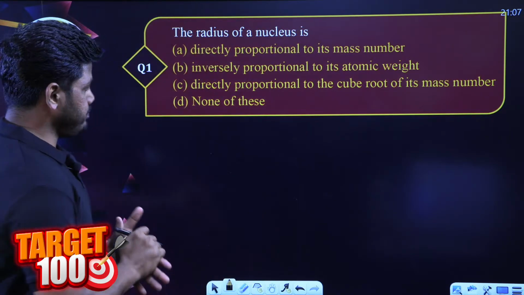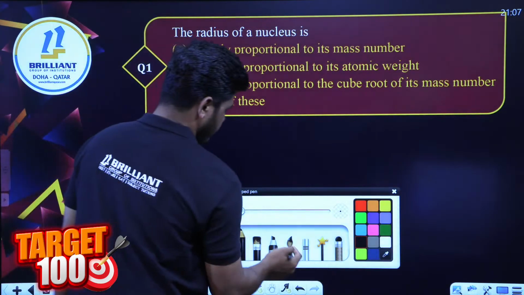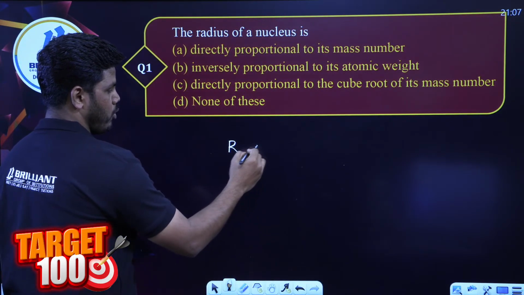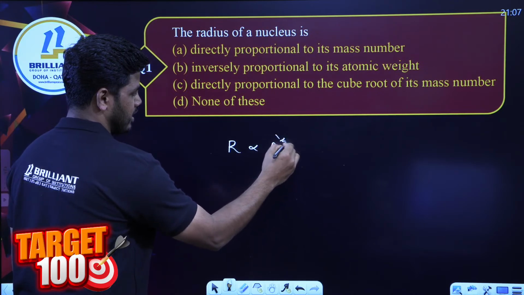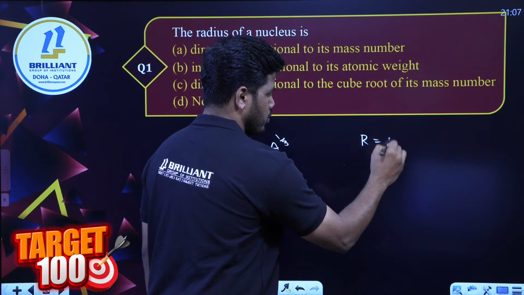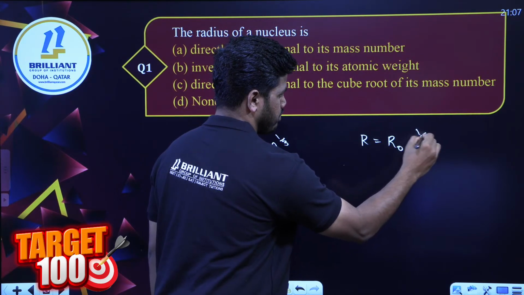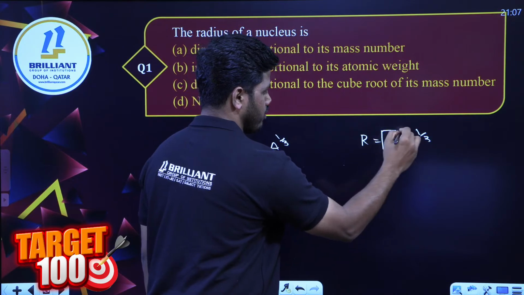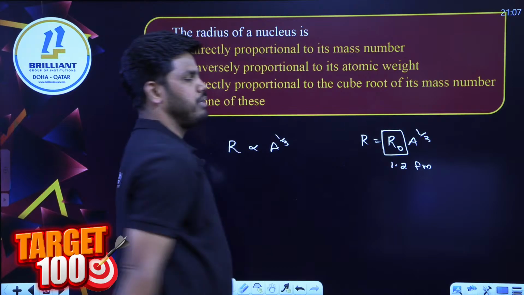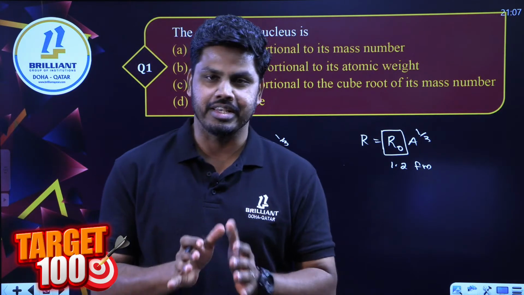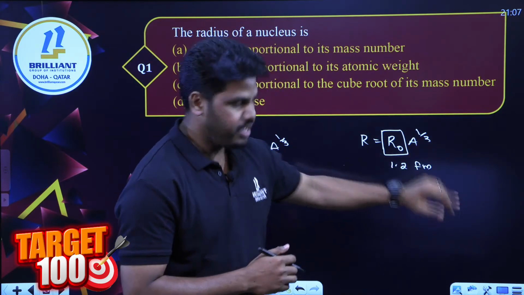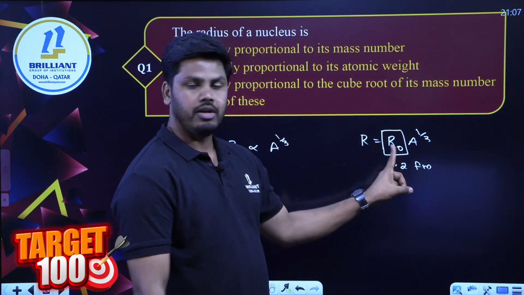Then in that discussion, we found the radius of a nucleus R is proportional to A raised to 1 by 3. Actually, we know radius is equal to R0 A raised to 1 by 3, where R0 is a constant, which is 1.2 FM, Fermi meter, 1.2 into 10 raised to minus 15 meters. That is called 1 femtometer, which is called Fermi. 1.2 FM is that value of R0.